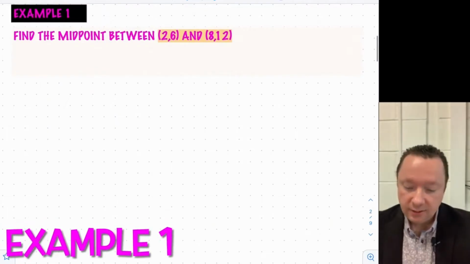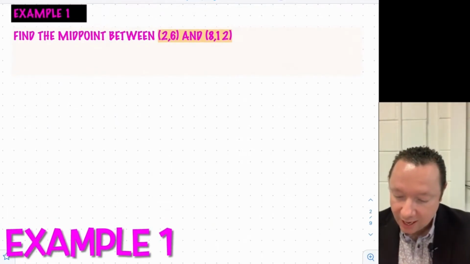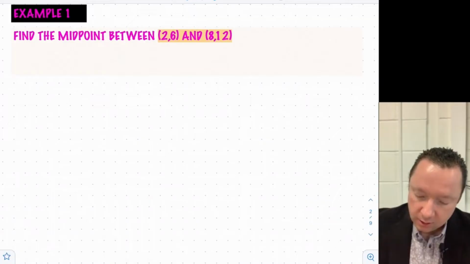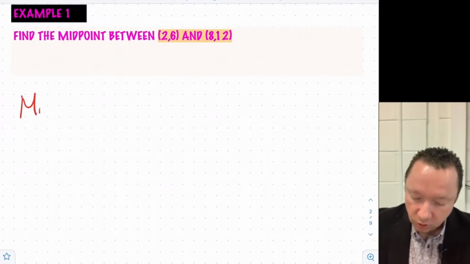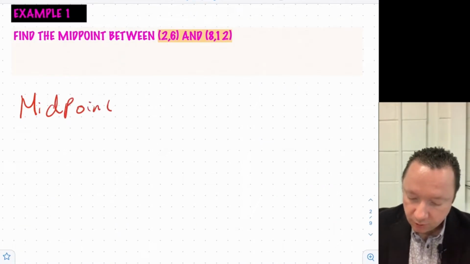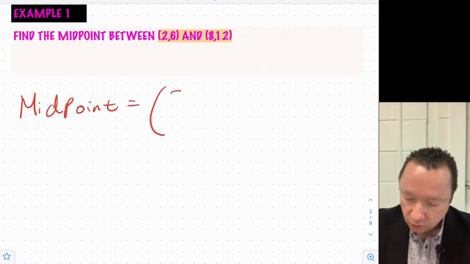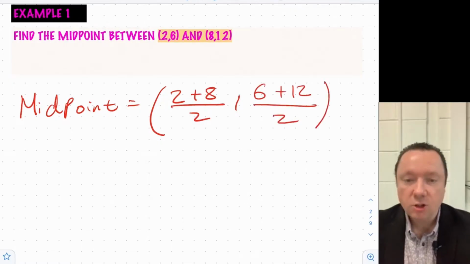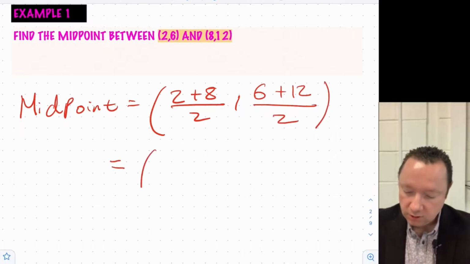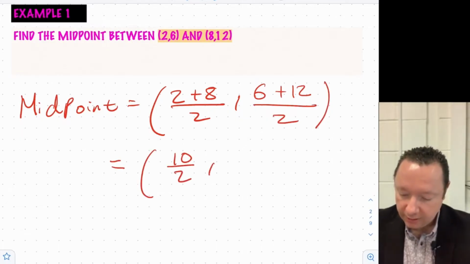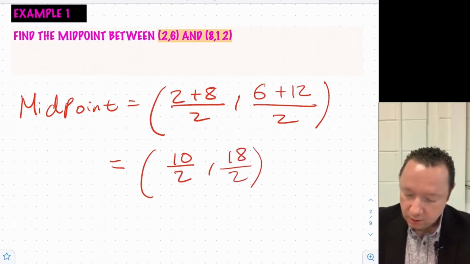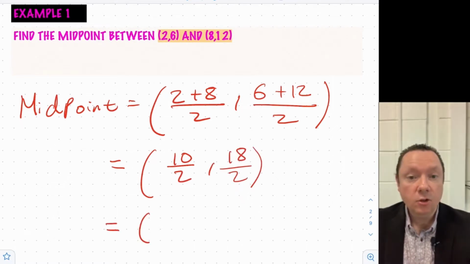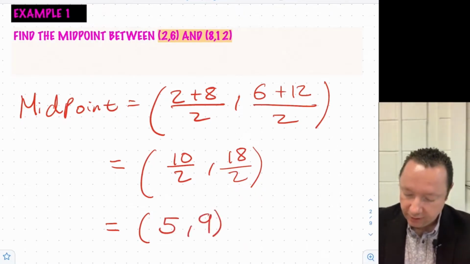Example 1 says, find the midpoint between 2, 6 and 8, 12. So our midpoint is simply going to be the average of the x's, 2 plus 8 divided by 2, and the average of the y's, 6 plus 12 divided by 2. So there's our starting point. Work out our sums, 10 over 2 and 18 over 2. So our final answer, 10 divided by 2 is 5, and 18 divided by 2 is 9. So 5, 9 is the midpoint.